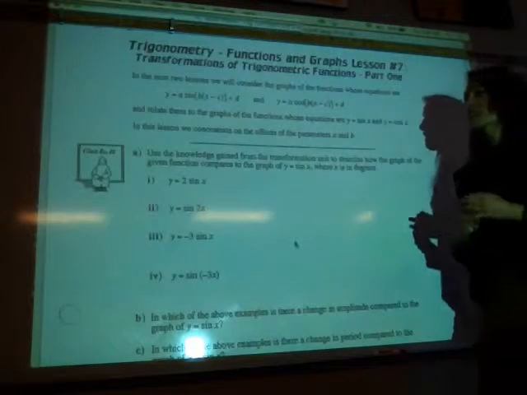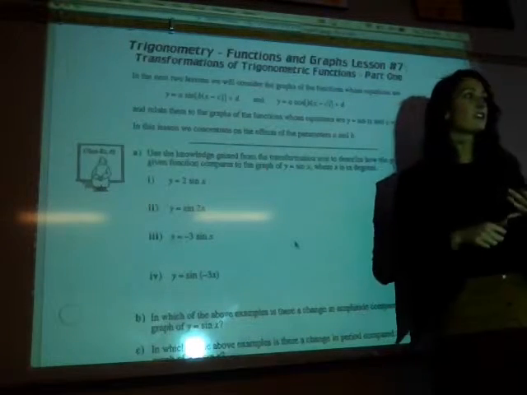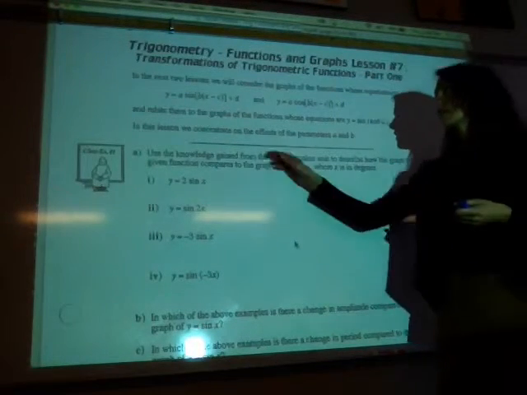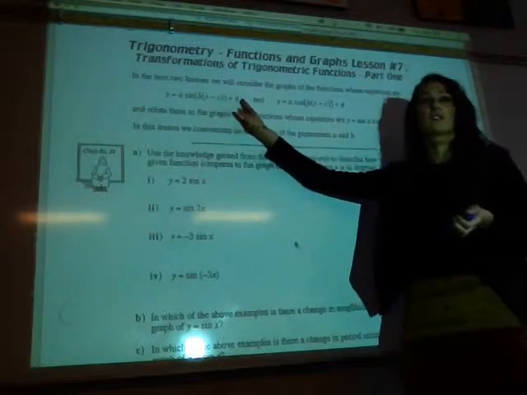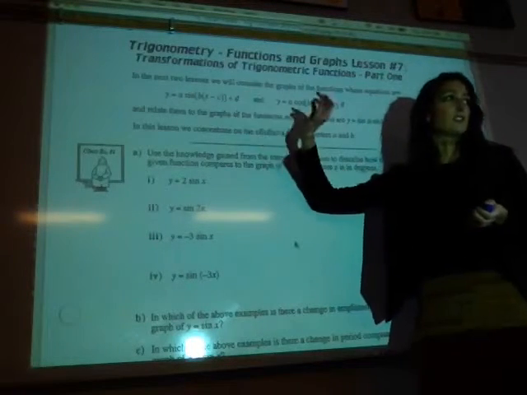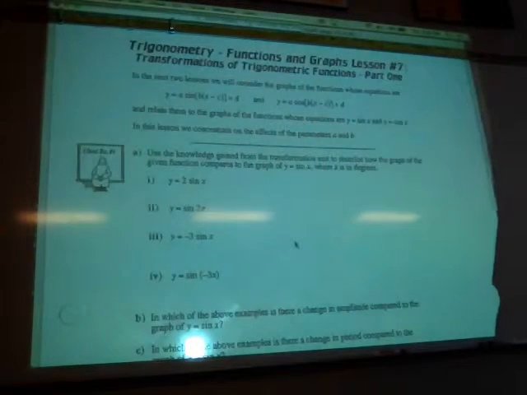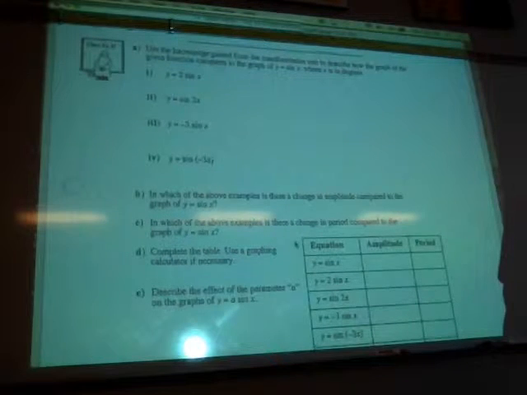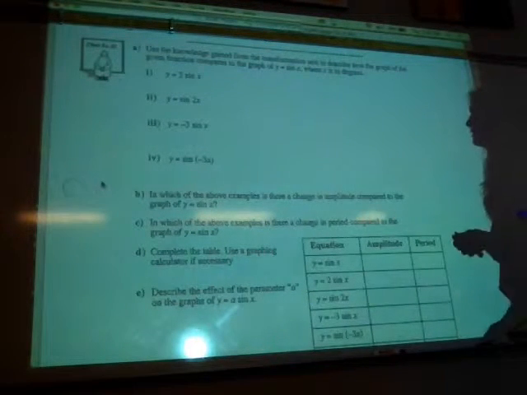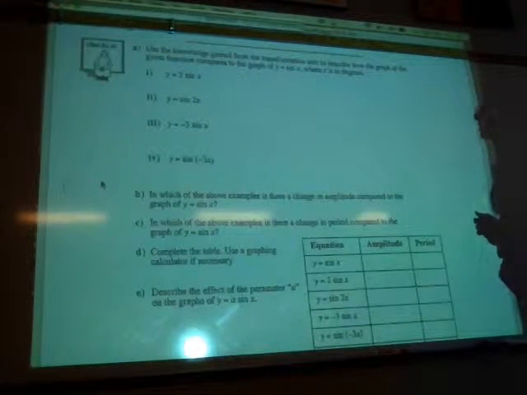Okay, in this lesson, we're going to strictly focus on vertical and horizontal stretches. So we're not going to look at the horizontal or vertical translations today, just the stretches. So let's take a look at a few examples and we'll discuss what transformations are occurring.